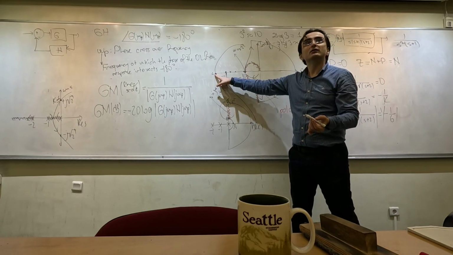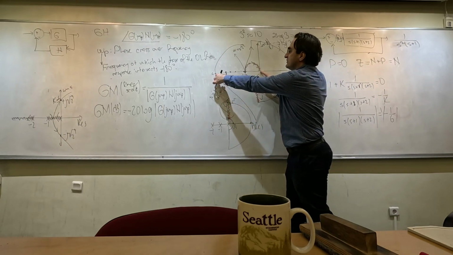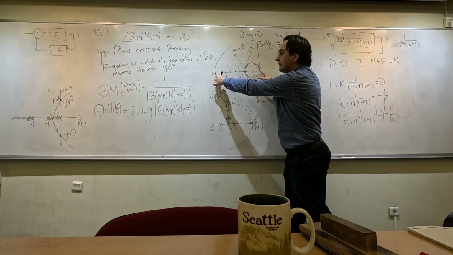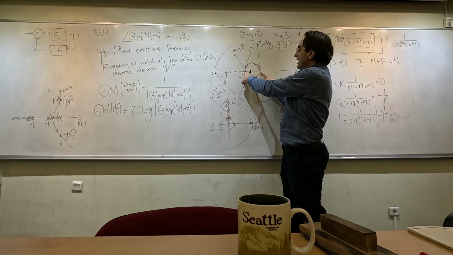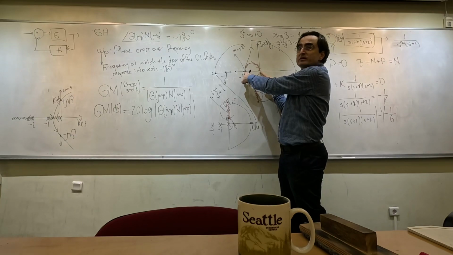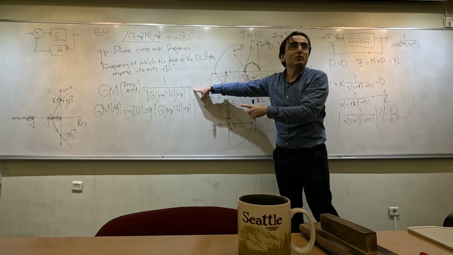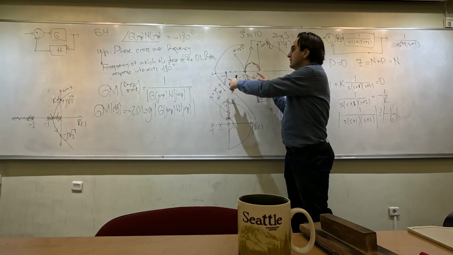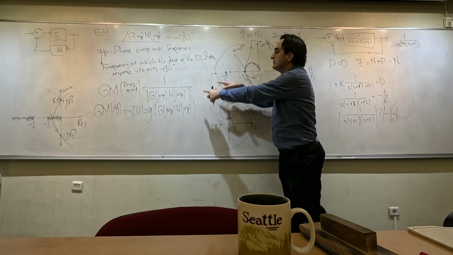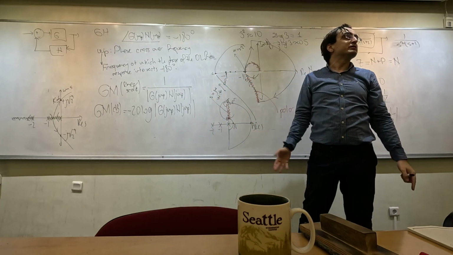The magnitude here is larger than 1. It is this distance, this magnitude. You see that at 1/6, the magnitude is smaller than 1. That is why the gain margin is larger than 1. If the magnitude is larger than 1, the gain margin is going to be smaller than 1.